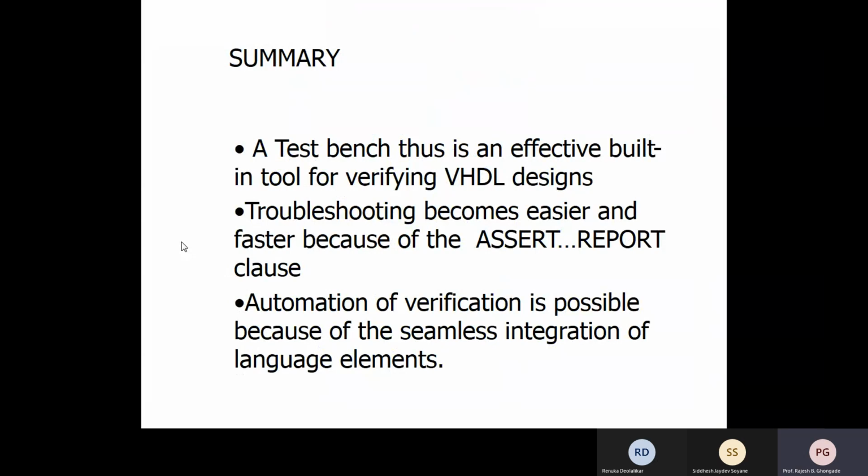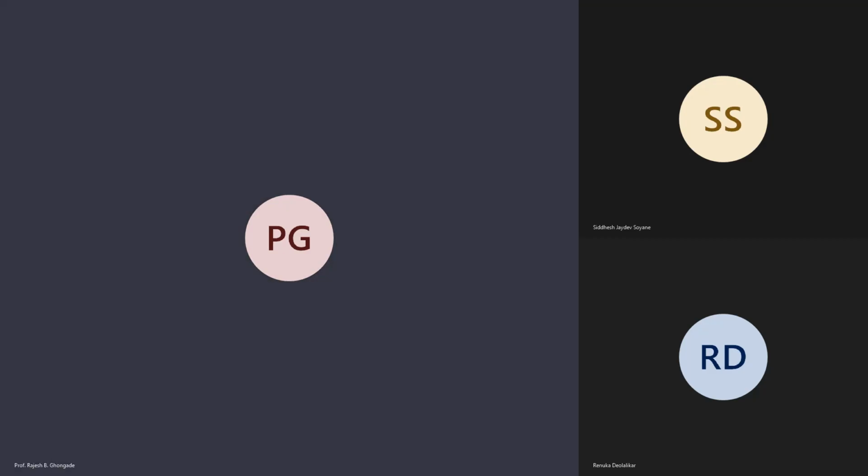So let us have a summary. Testbench thus is an effective built-in tool for verifying VHDL designs. Troubleshooting becomes easier and faster because of assert and report, and automation of verification is possible because of the integration of the language elements. So that is the importance of Testbench. Let me see if I can show you the ModelSim example. Just hold on for some time.